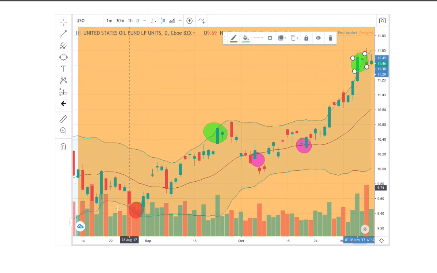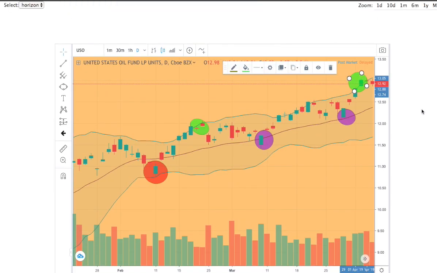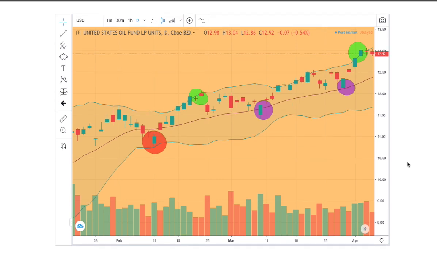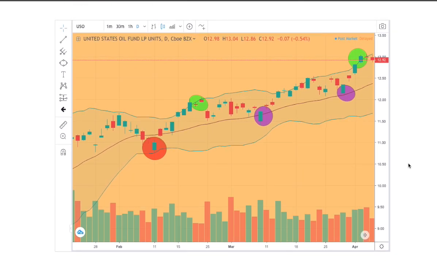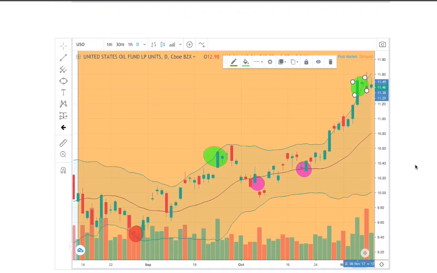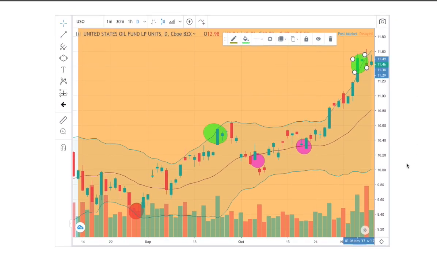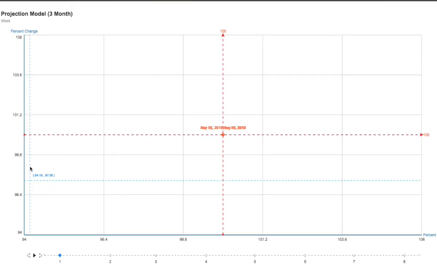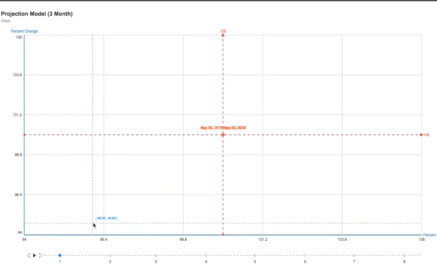So what we have here is 1, 2, 3, 4, 5 points that are identical. So what does this mean? The outcome will be most likely the same. That's my reasoning behind this module. So where would this trend head to? We'll see this in the forecast module or projection model.